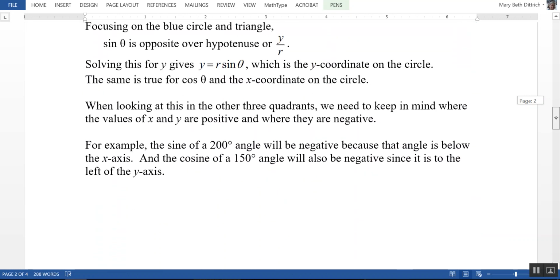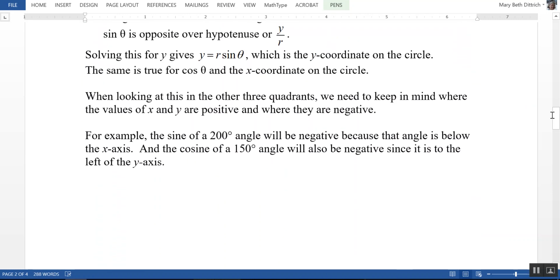When we look at this in the other 3 quadrants, we need to keep in mind where the values of x and y are positive and where they are negative. Basically, in the second quadrant, we're going to have negative x's and positive y's. Third quadrant, both x and y are negative, and in the fourth quadrant, x is positive and y is negative.